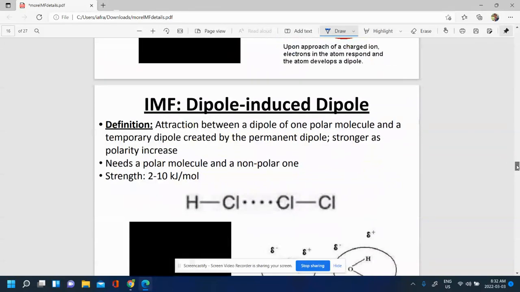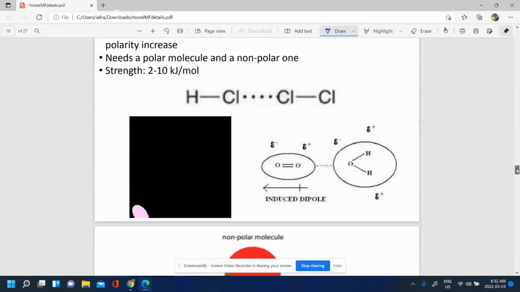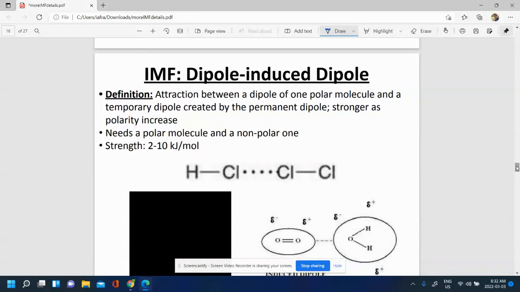And sometimes you might have also what's called a dipole-induced dipole.